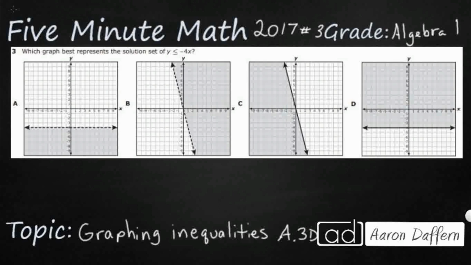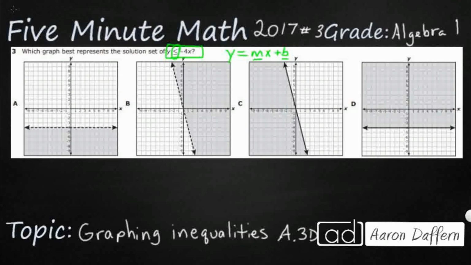So we have 4 different graphs here. We need to find the one that best represents this solution set right here. Y is less than or equal to 4x. Now, thankfully, it's in slope-intercept form. Obviously, the difference here being instead of y equals mx plus b, we do have this less than or equal to inequality here. But other than that, it's in slope-intercept form, which is very helpful, because what that does is that gives us the slope, and it also gives us the y-intercept.